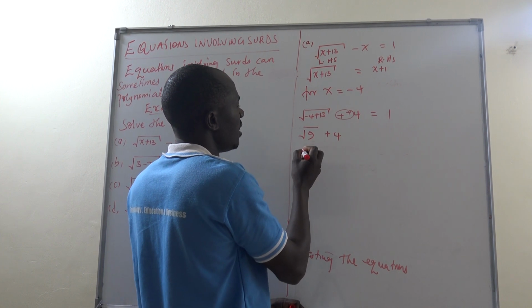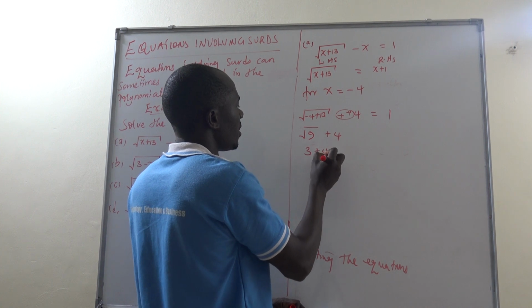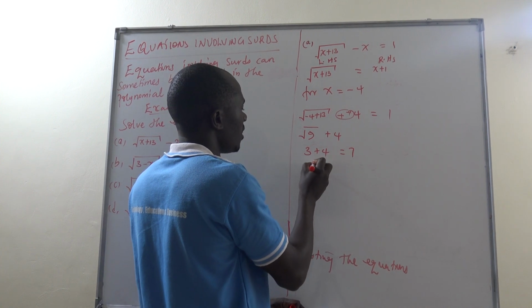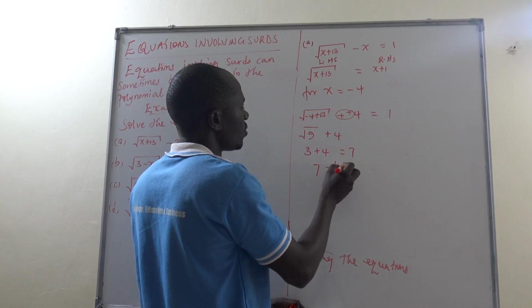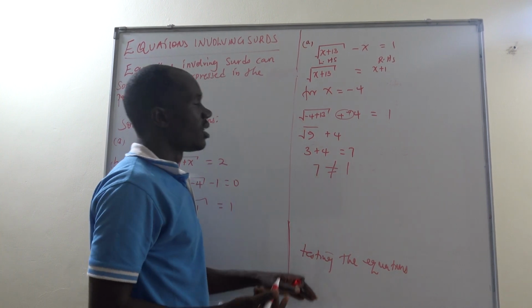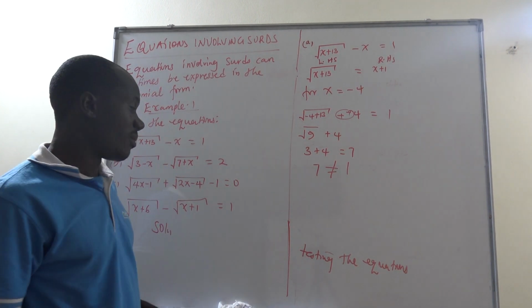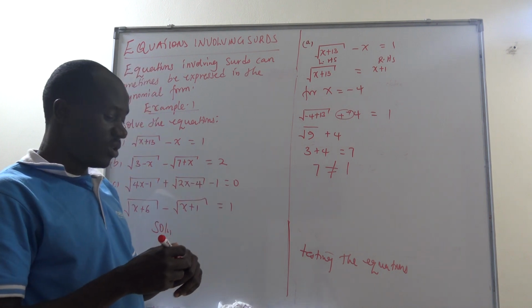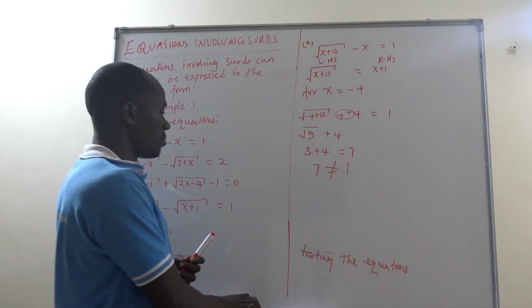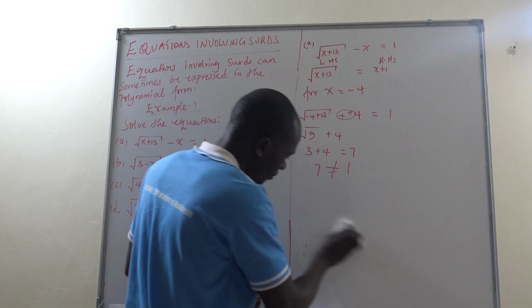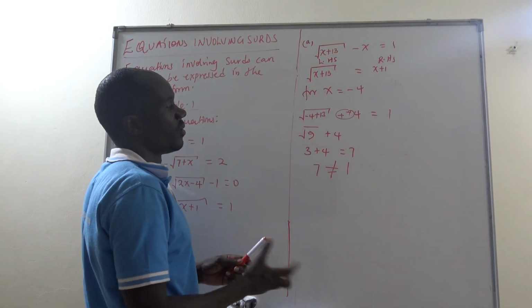What is the square root of 9? It is bringing 3. 3 plus 4, you come out with 7. Therefore, the left hand side is not equal to 1. That means x equals -4 is not right, much as you got there, but when you are making your conclusion, it will not be put there. So we have already seen it is not equivalent to that.